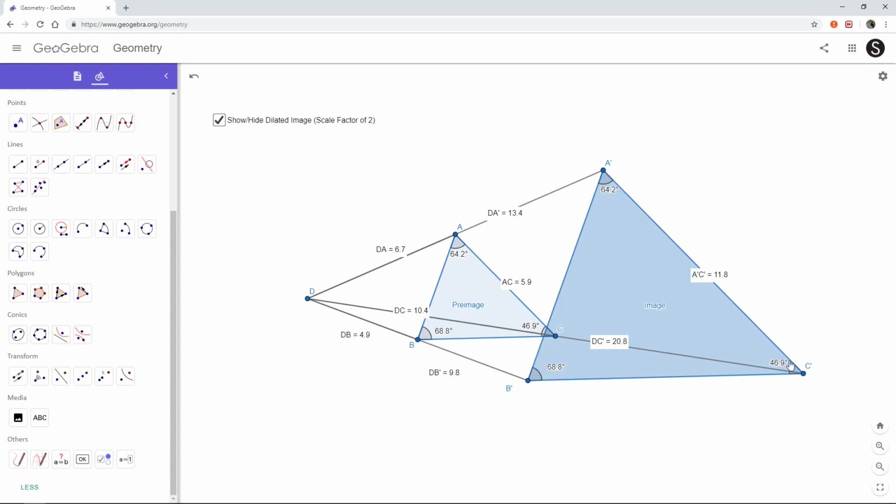So as you can see, the angle measurements are all still the same. But if you look at the distance between D and B, which is 4.9, you'll see that the distance between D and its corresponding point B prime is double. So DB is 4.9, while DB prime is 9.8. And the same can be said for all of the corresponding points. And now if you look at one of the side lengths that we had measured earlier, AC is measured to be 5.9, and as expected, the side A prime C prime is double that.